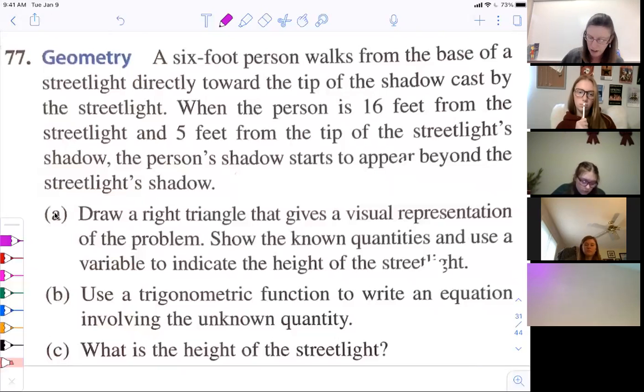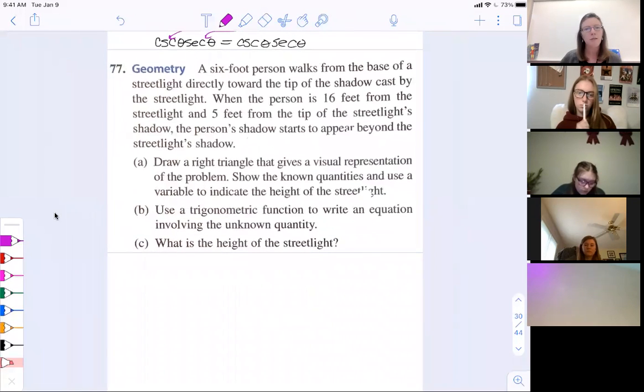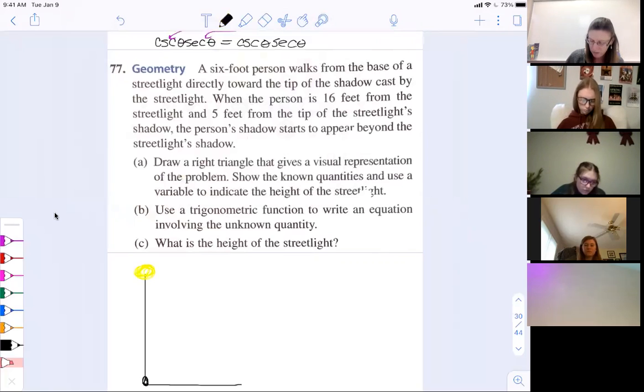All right, so let's see if we can draw this. Read through it once, now we're going to try and make a little picture. We know we have a streetlight somewhere. So make yourself a streetlight. Most times they're vertical. And then we have a person who's currently right next to the streetlight, but he starts walking from the base of the streetlight. So my little point represents where the person is, and he's going to start walking from the base of the streetlight.